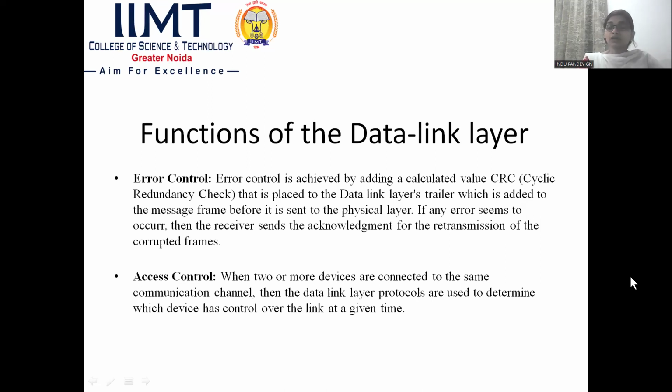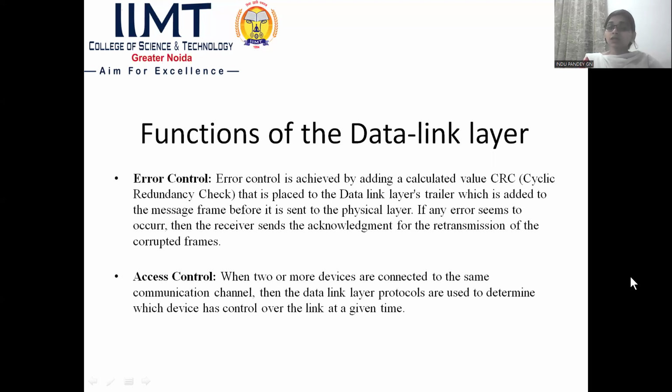Error control is a mechanism during which the data link layer ensures that there is no error during data transmission. The cyclic redundancy check is a procedure or mechanism through which we can reduce the occurrence of errors.